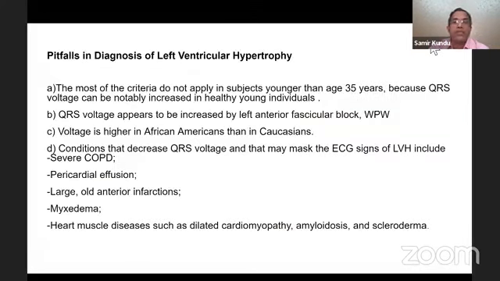Pitfalls in the diagnosis of left ventricular hypertrophy. The conditions which increase left ventricular voltage interfere with the diagnosis: age less than 35 years, association with WPW syndrome or left axis deviation, or racial variation. Some conditions cause QRS voltage to be decreased, such as myxedema, pericardial effusion, cor pulmonale, large anterior MI, and even heart muscle diseases like dilated cardiomyopathy, amyloidosis, scleroderma. These are the pitfalls of the diagnosis of left ventricular hypertrophy in these conditions.